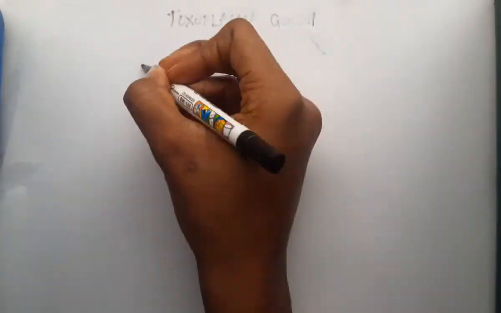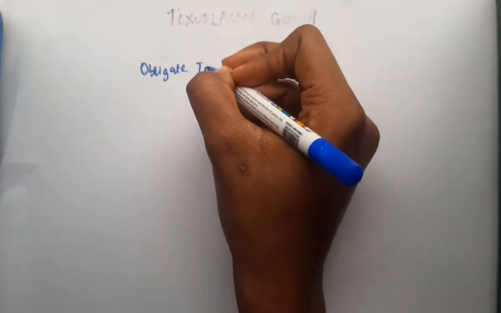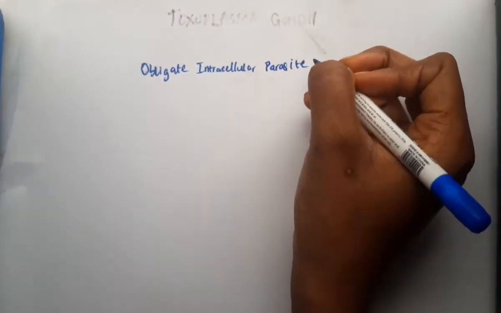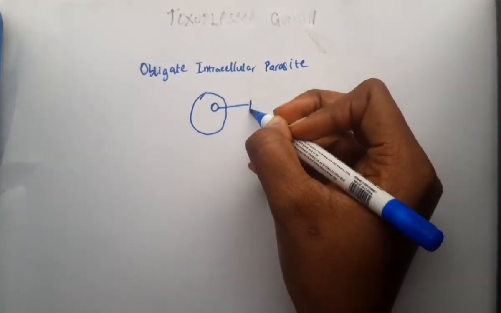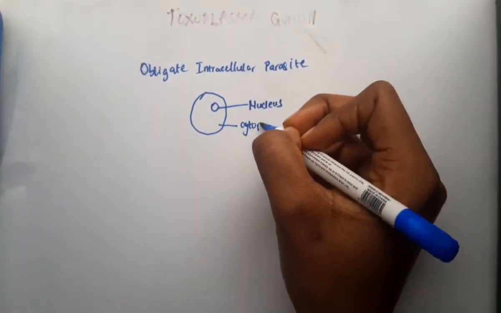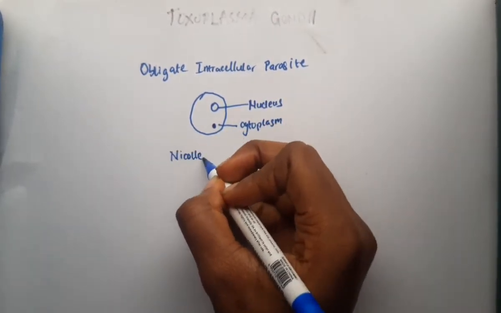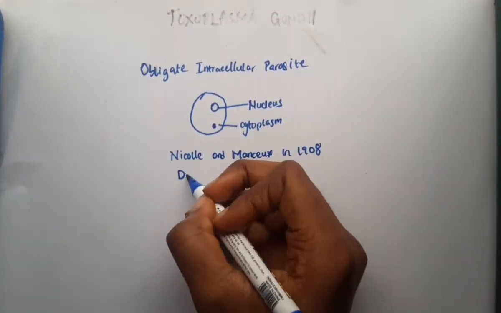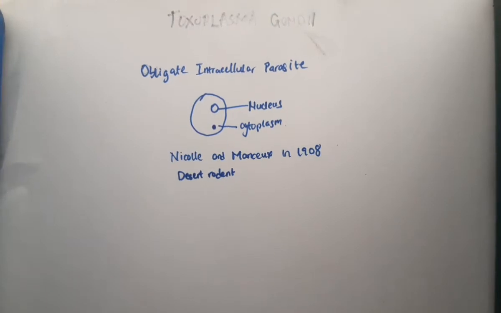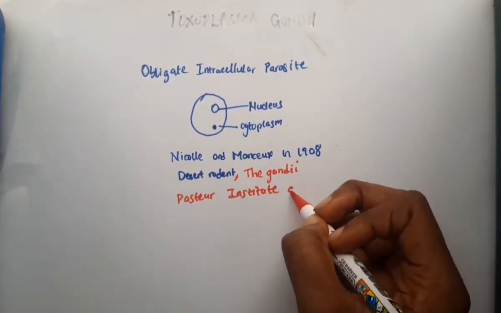Toxoplasma gondii. Toxoplasma is an obligate intracellular parasite, meaning it must stay inside a cell in order to survive. It usually stays in the cytoplasm of the cell. It was discovered by Nicolle and Manceaux in a desert rodent, the gondii, at the Pasteur Institute at Tunis.